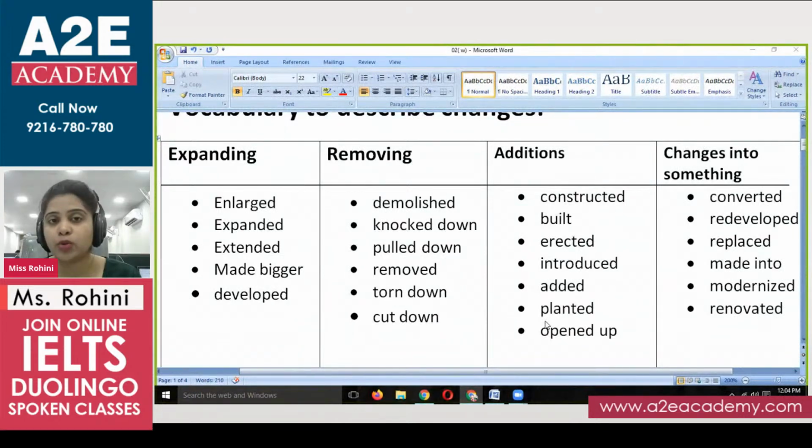If you are talking about plants, we can use the word cut down if they are removed from the place, or if they are newly added at some area or site, then it is planted. Or suppose if it is a facility, then it's opened up. Okay, houses, schools, suppose an airport, it's constructed, built, erected, introduced, added.